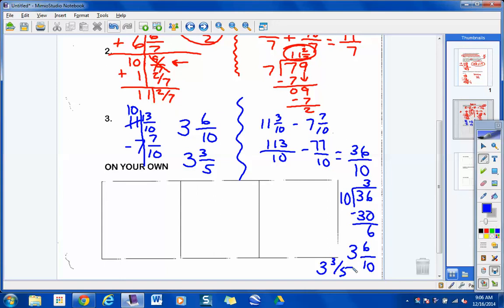All right, let's have you guys try some on your own. Let's try these on your own. Let's go 3 and 2/11. Let's go. I like this one.